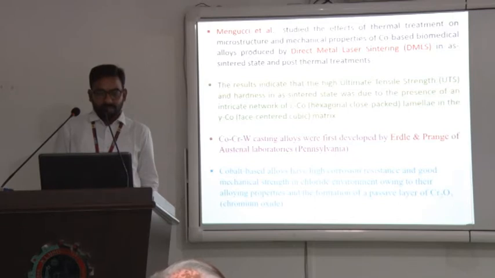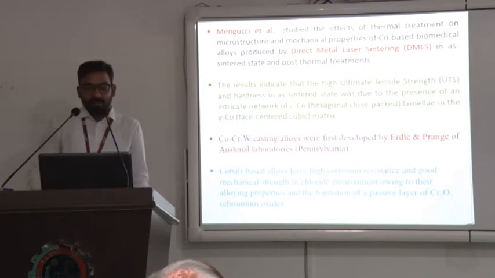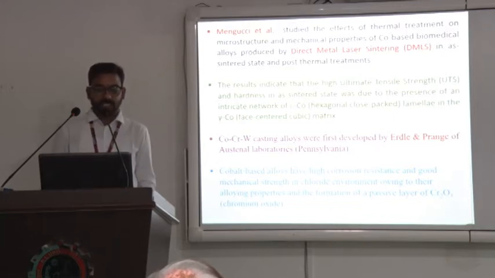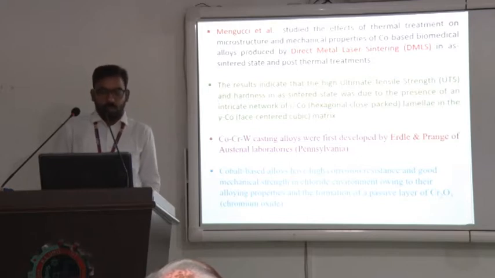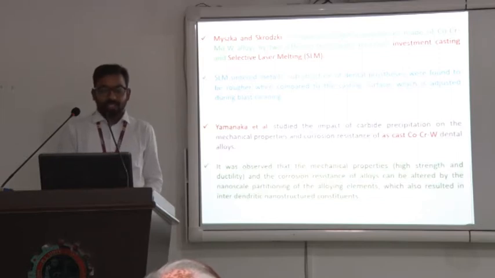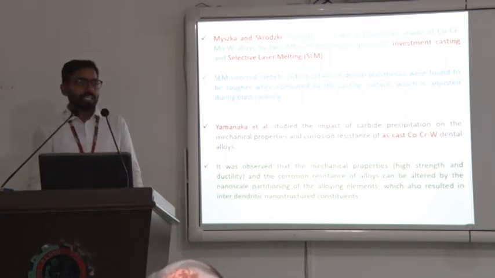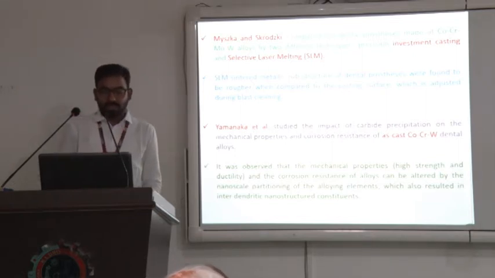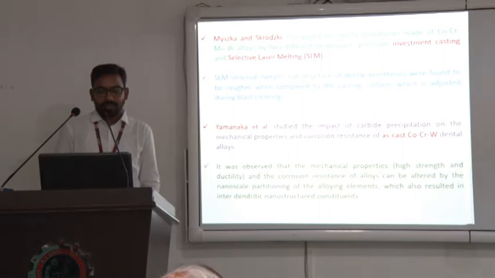Mengucci et al. conducted some experiments using direct metal laser sintering. It is also one of the additive manufacturing processes. The results indicate higher ultimate tensile stress and hardness in the as-sintered state, with a gamma cobalt face centered cubic matrix. Another study compared some prosthetic cobalt alloys made with investment casting and selective laser melting. They found that SLM manufactured samples are rougher than investment casting samples.